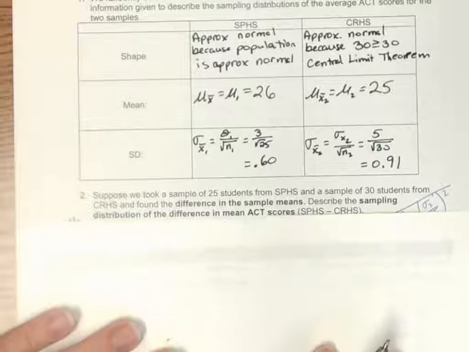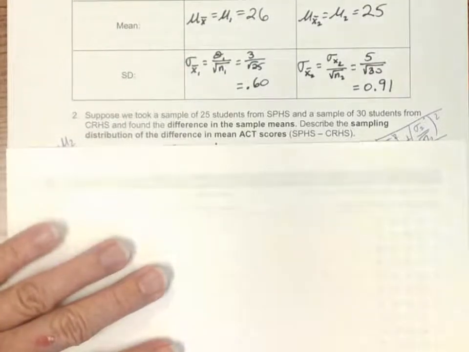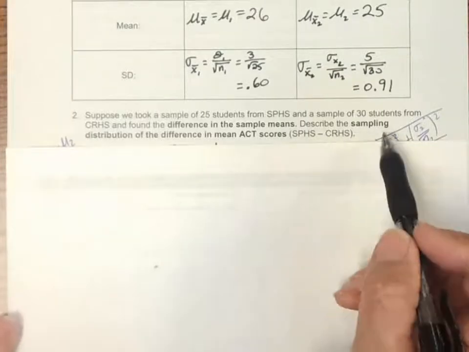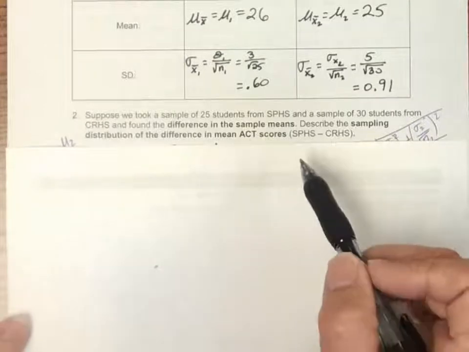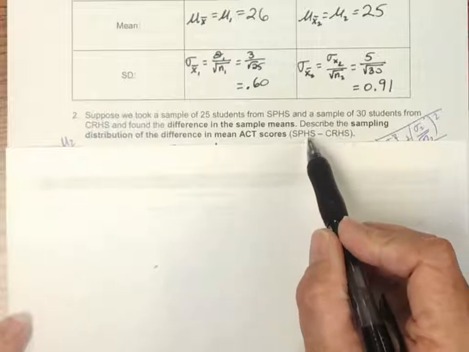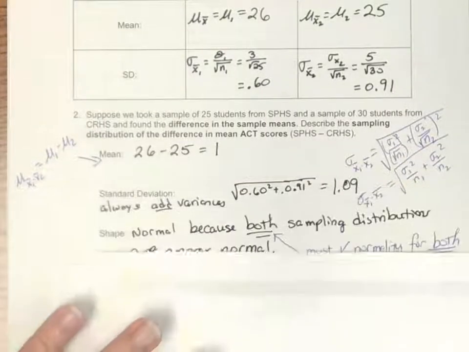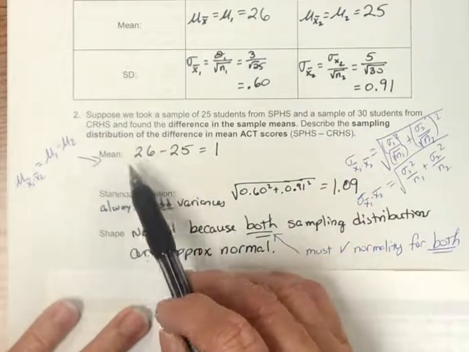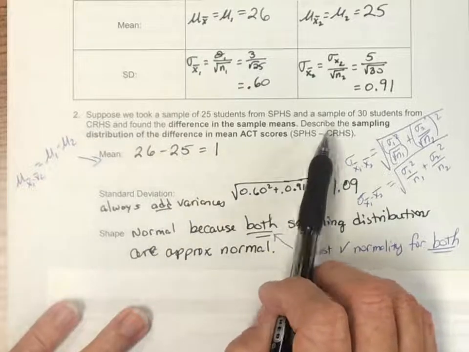Now suppose we took a sample here, and we want to look at the difference in the sample means. So we want to create or describe the sampling distribution of the difference in mean scores. And notice we have to state which one is getting subtracted. So Stony Point minus Cedar Ridge. So as we go to describe this sampling distribution, the mean, we simply take the mean of Stony Point minus the mean of Cedar Ridge.